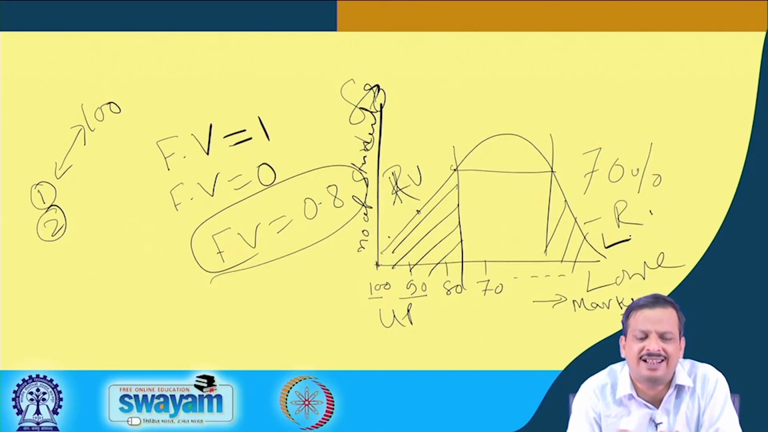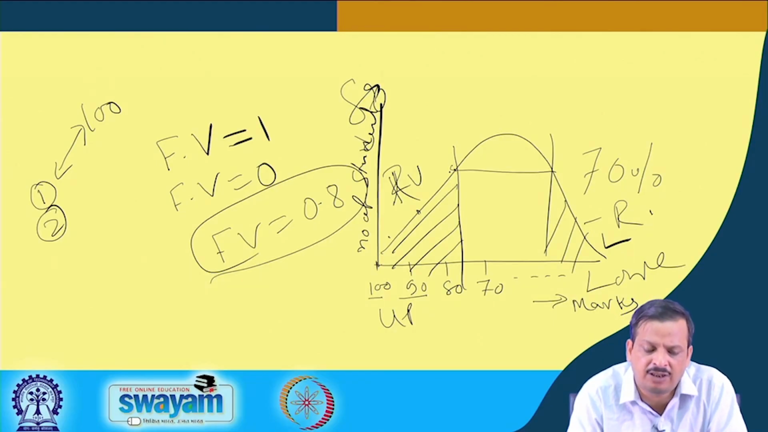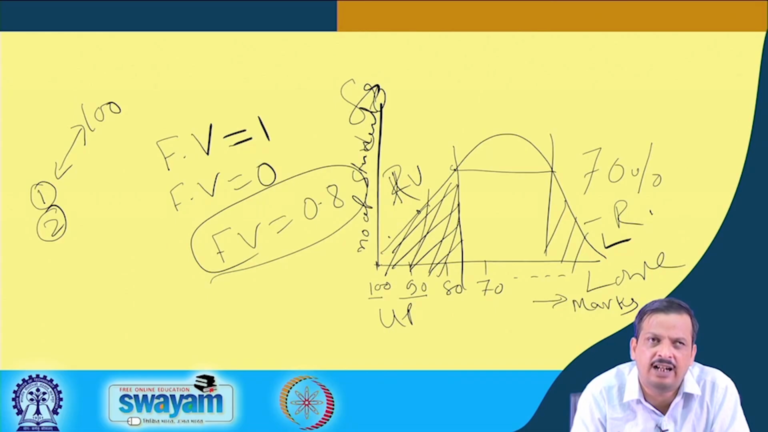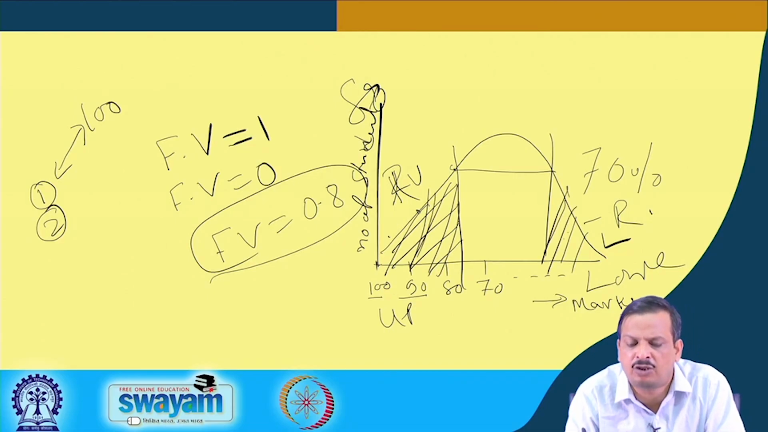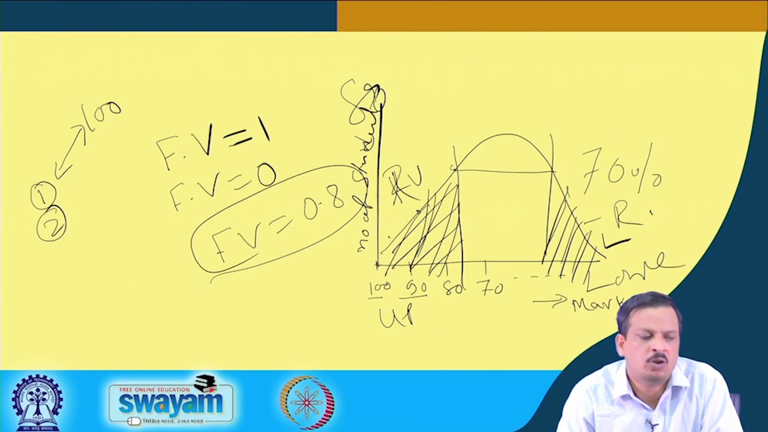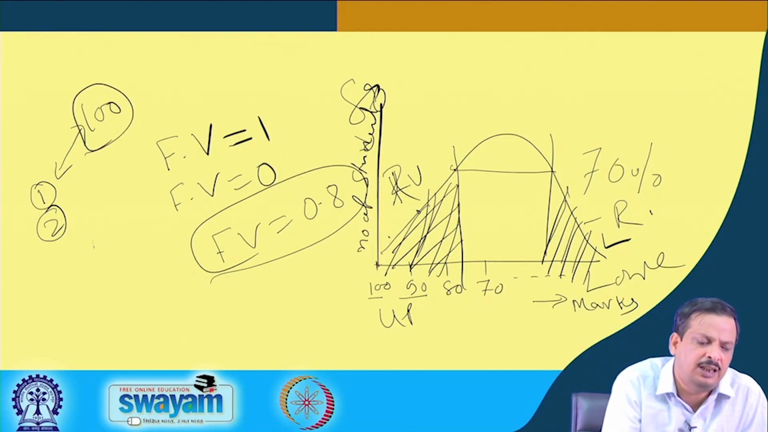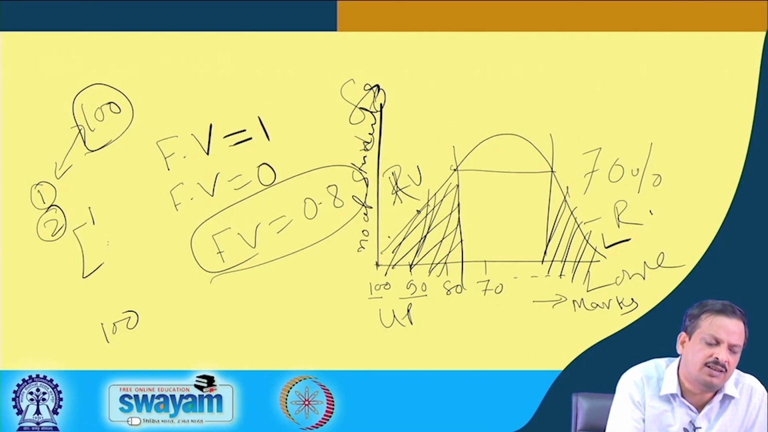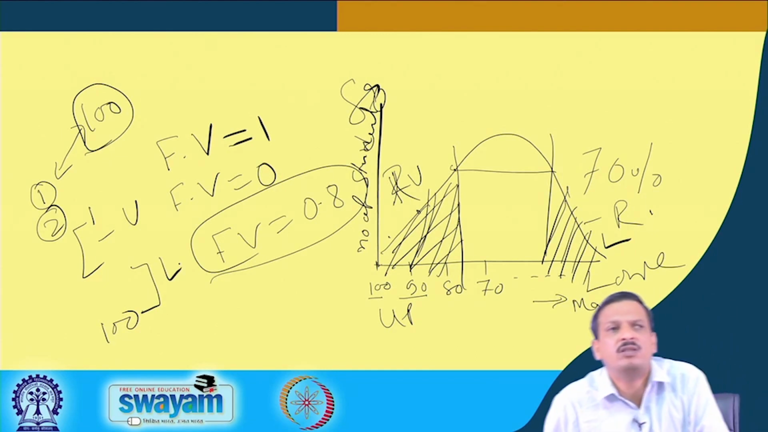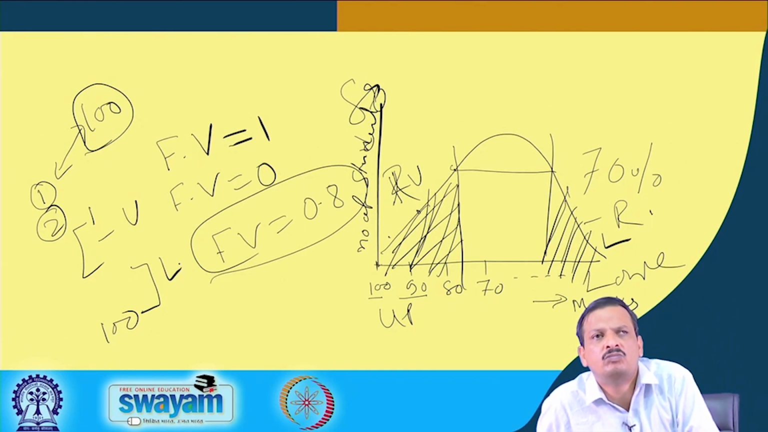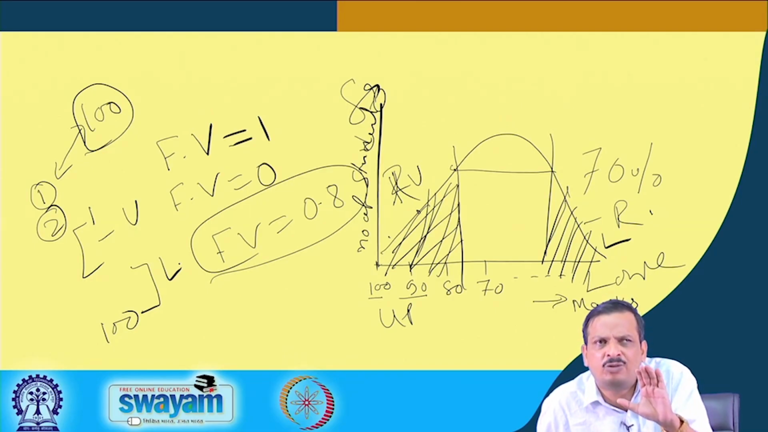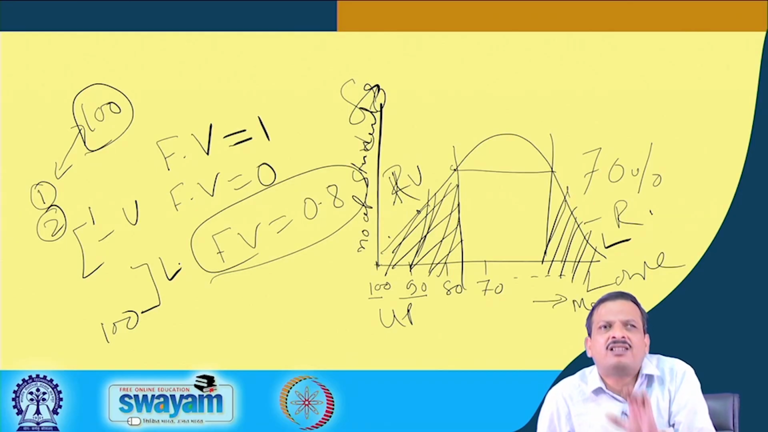So, how many students are there in the upper group? This is 70%, so 30% of the students are in the upper group and 30% of the students in the lower group. If I have 100 students, if I rank them 1 to 100, the first 30 students are the upper group, the last 30 students are in the lower group. Okay? Understand? First 30 students in upper group, last 30 students in lower group.